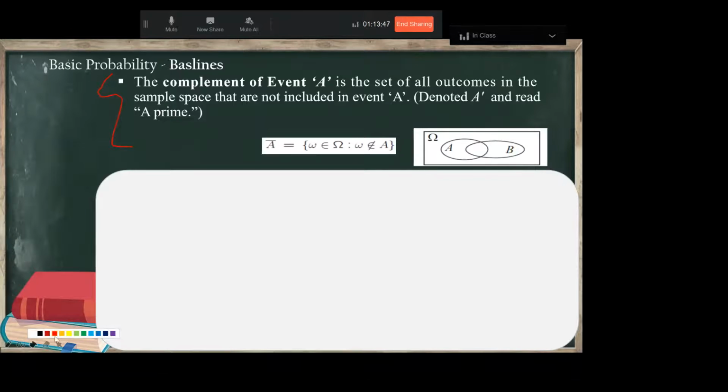So again, I repeat that something occurring is event A, so not occurring is the event complement of A. It's denoted by A prime and read as A prime. That's true. Probability of A plus probability of A prime is 1.